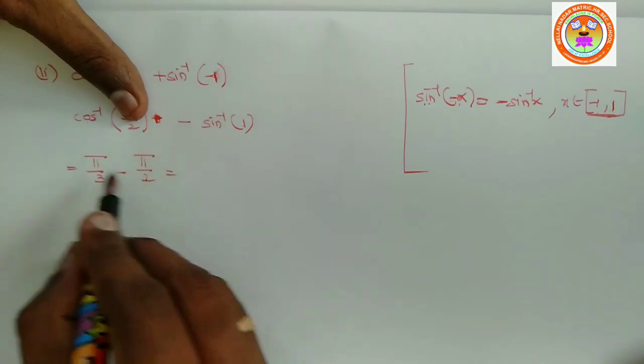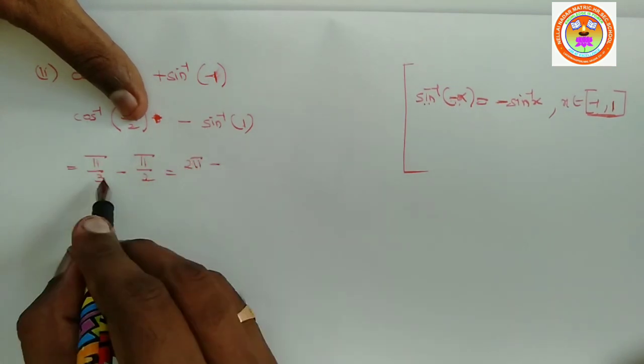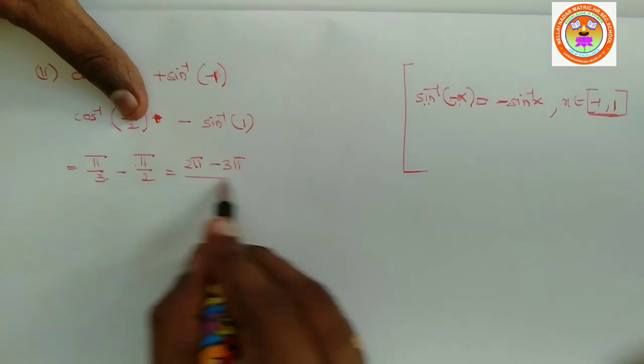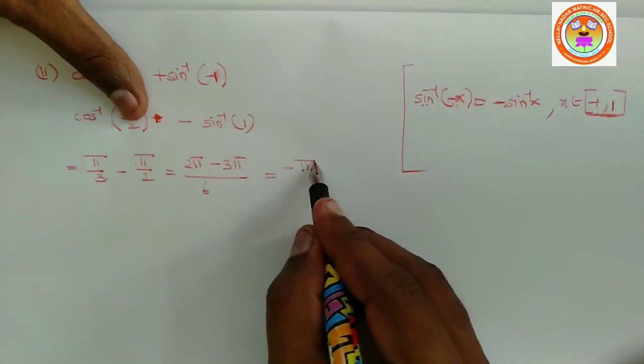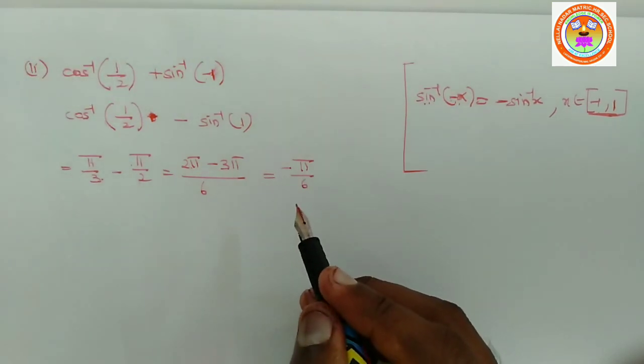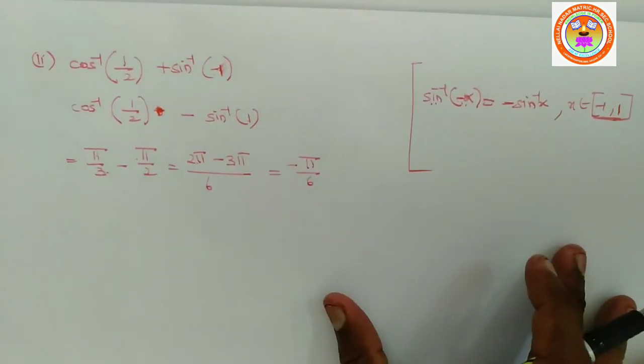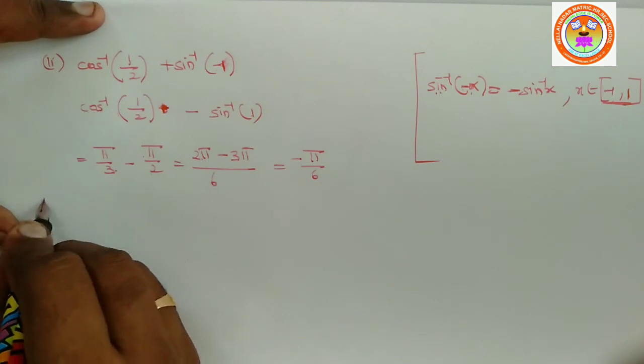Now cross multiply. 2 into pi is 2 pi. 3 into pi is 3 pi. Divide by 3 2s are 6. So 2 pi minus 3 pi is nothing but minus pi by 6. Answer is minus pi by 6. Very easy sum. Next, third subdivision.